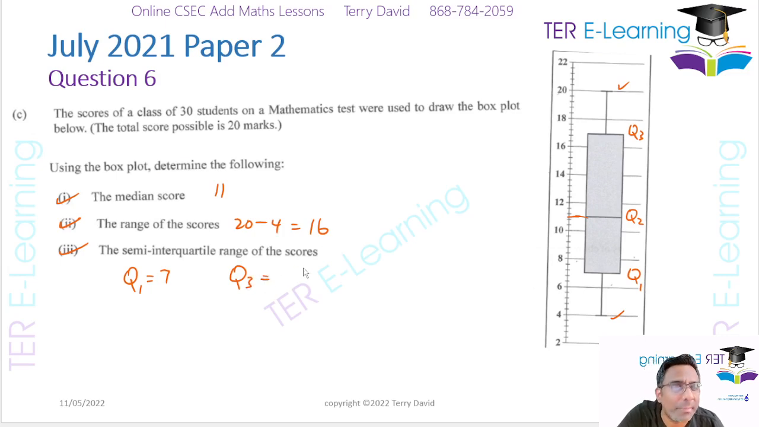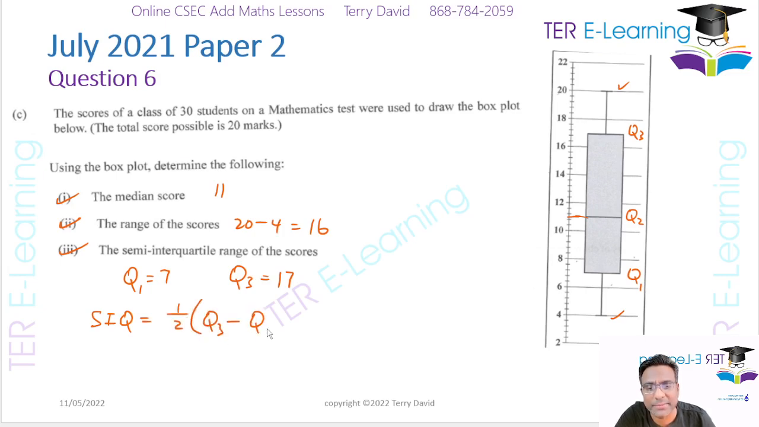quartile. Upper quartile looks like it's around 17, so we want the semi-interquartile range, which is given by a half of your upper quartile minus your lower quartile. So this is going to be a half multiplied by 17 minus 7. 17 minus 7 is 10, half of 10. Your semi-interquartile range should be 5. That's your semi-interquartile range.